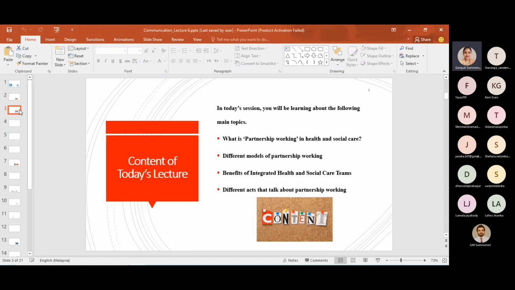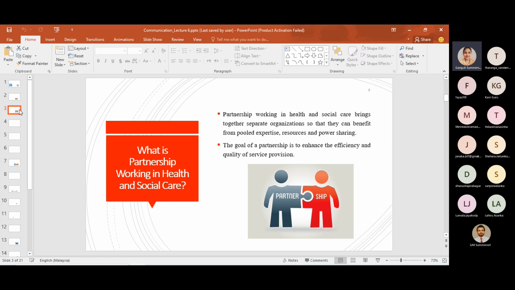So today we will be basically talking about partnership working. First of all, we need to know what is partnership working and how partnership working happens in health and social care. When you see these two words, partnership working, can you guess what it means? What do y'all think about this word, partnership working? It means work together. Yes, a very good answer. Yes, working together. And can I hear thoughts from others as well?